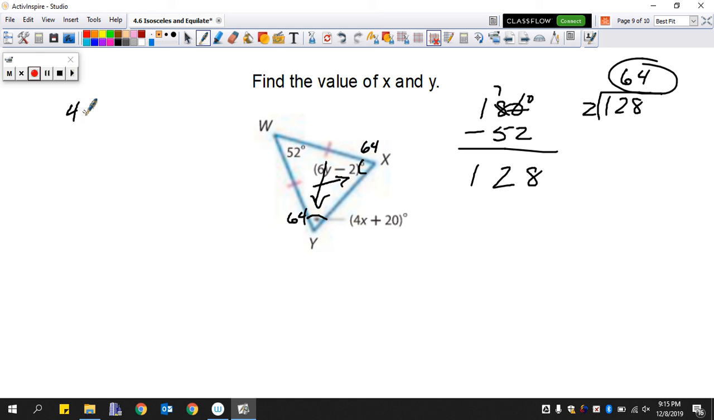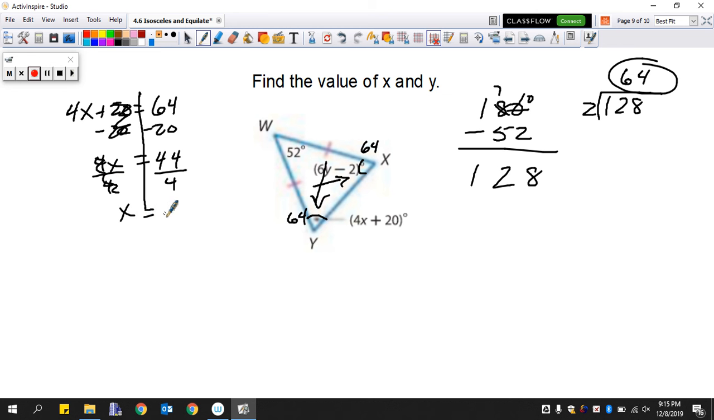If you have 4x plus 20 is equal to 64, solve for x: minus 20, minus 20. 4x is equal to 44. Divide by 4. Cross out the 4's, x is equal to 11. So x is equal to 11.